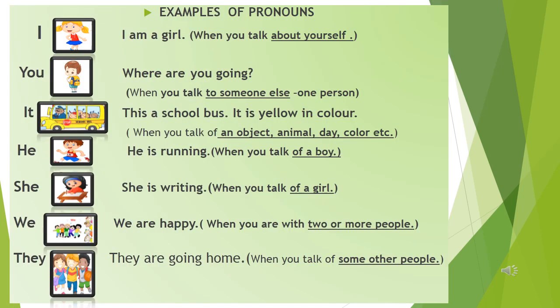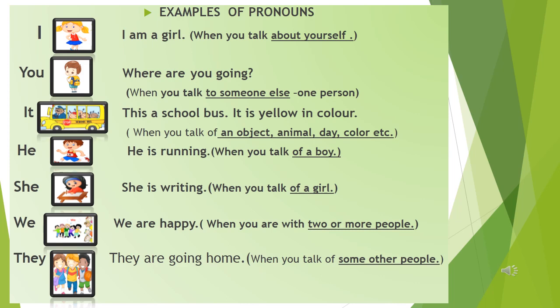So children, when you talk about yourself, then you use the pronoun I. Like when you go to your teacher and ask her that, ma'am, may I please go to the washroom? May I please drink water? So then you are asking the teacher for yourself. You are asking her to give you permission to go out or to drink water. So when you talk of yourself, then you say I.